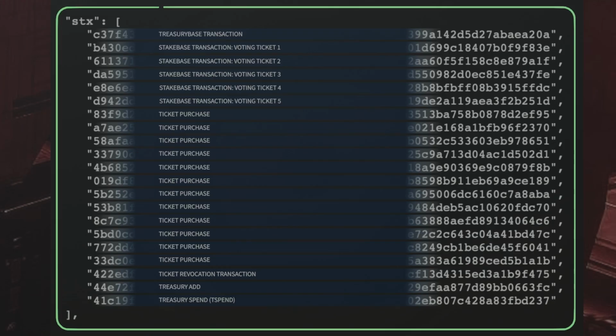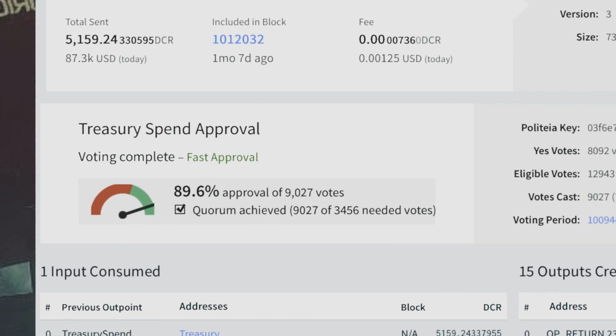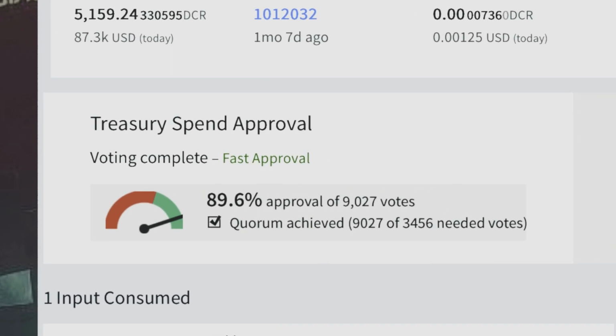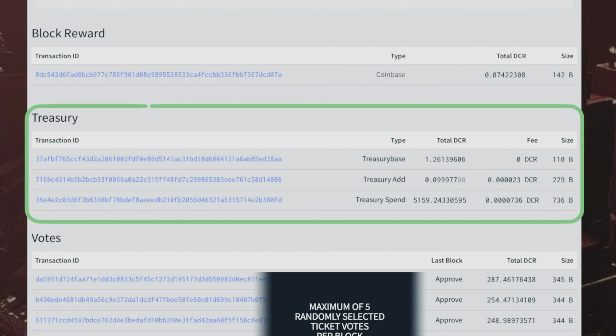This is a special transaction that lets stakeholders vote and approve a treasury spend. A T-spend transaction will only appear in a block after the voting period has ended. This transaction type, along with the treasury add transaction, was introduced as part of the Decentralized Treasury Consensus Upgrade DCP6.